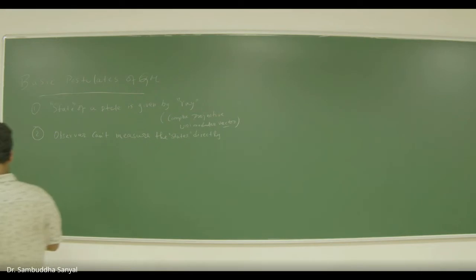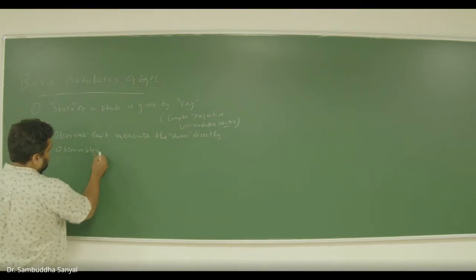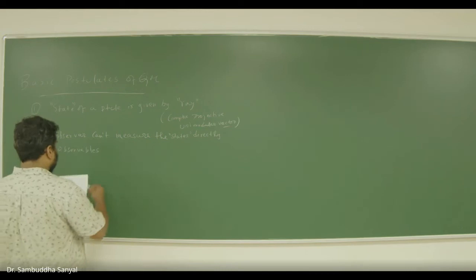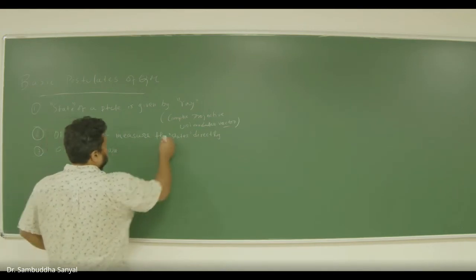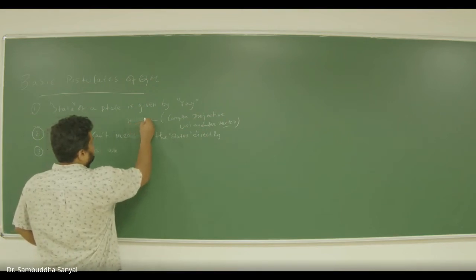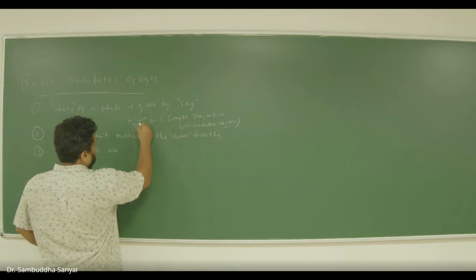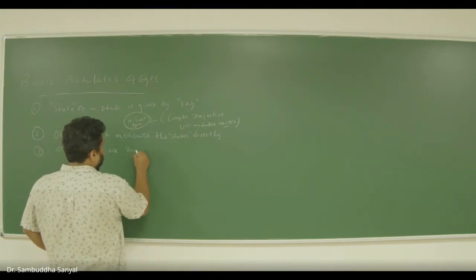So what is an observable here? So observables. So this thing is called a Hilbert space. So observables are Hermitian operators in Hilbert space.